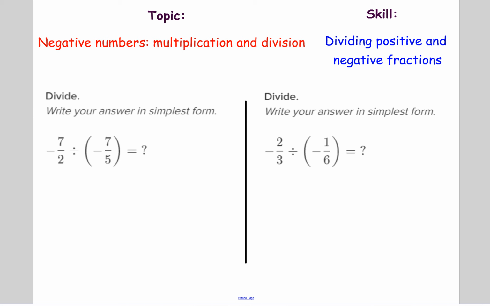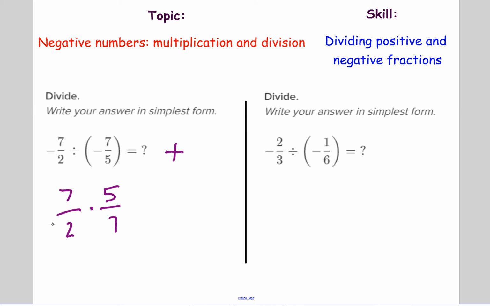All right, so here's divide, write your answer in simplest form. Negative 7 over 2 divided by negative 7 over 5. I'm going to write the sign out. That's a negative divided by a negative, which is a positive. That's it. I don't have to worry anymore about the sign. I don't even have to write the signs the rest of the way. I'm not going to. So I'm just going to show you how to do this. This is 7 over 2. The division turns into a multiplication, so times the reciprocal of the second fraction, which is 5 over 7.